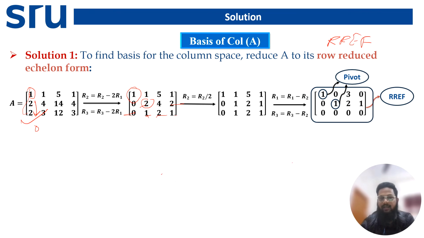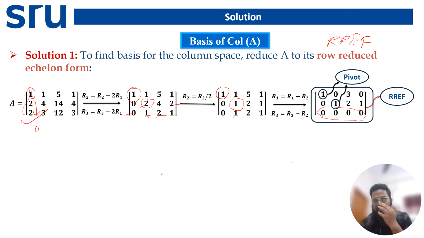So now you are getting the first pivot is 1, second pivot is 1. Now you have to make the below elements 0. So to make the below elements 0, you are using R3 minus R2, right? So if you use R3 minus R2, all the elements in the bottom row become 0.